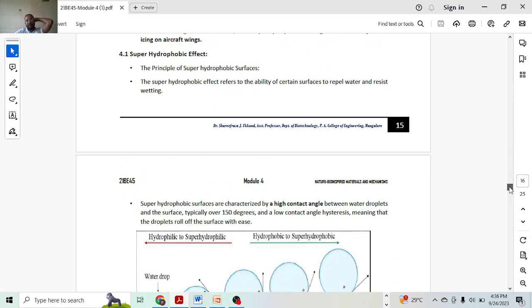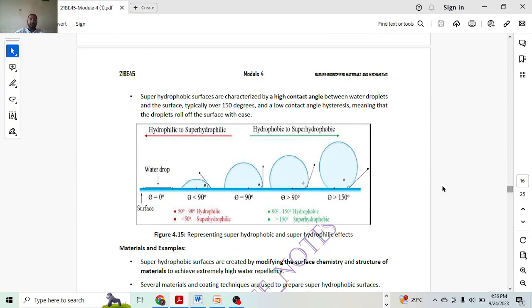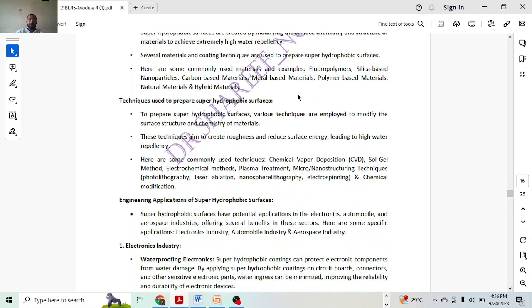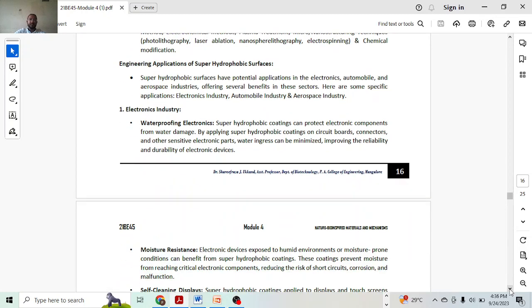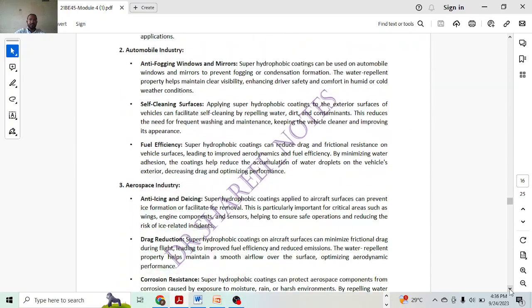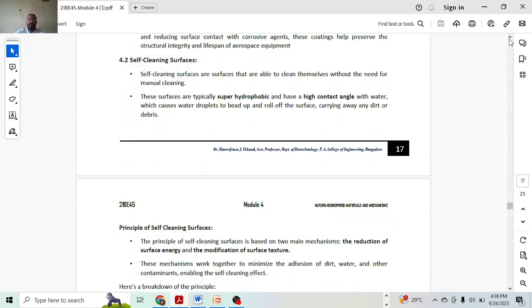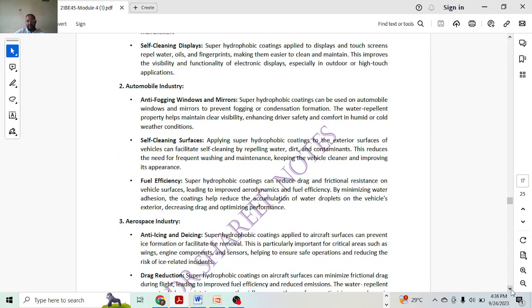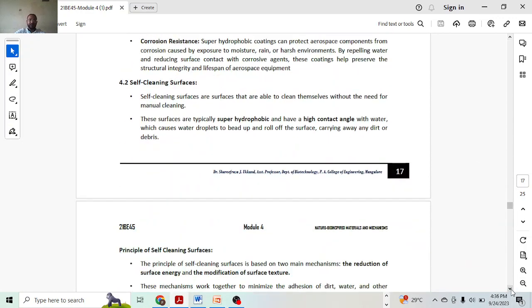So super hydrophobicity, definition 1 mark, the contact angle and this contact angle explanation 2 marks you can give. So total 3, materials used 1 mark, techniques used for this super hydrophobicity 1 mark. So total 6 marks. Engineering applications, there are 3 applications given. So explain any 2, mention 3, explain any 2, 2 marks each, you will be getting 10 marks.